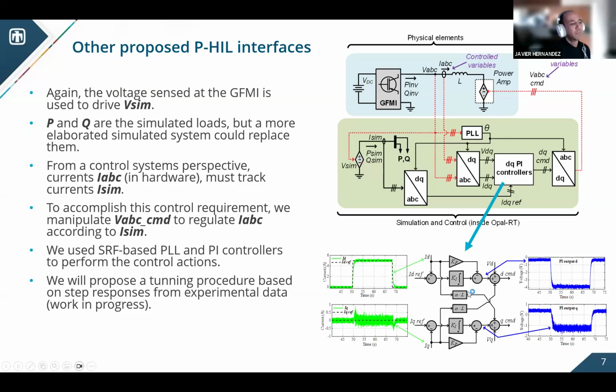We also have some emulation results on tuning these controllers using model predictive control. But I think this is a work in progress, and we will continue and probably report this in a paper next year.